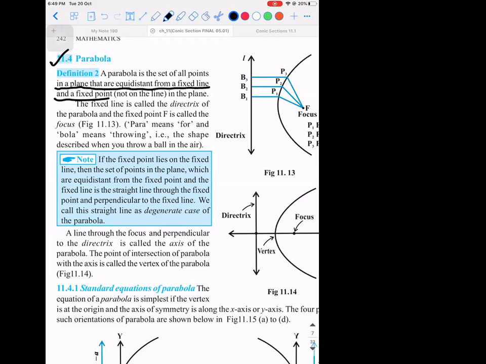Okay. So this fixed line is what is called as directrix. So there is a name of that fixed line, which is called as directrix, and the fixed point is called as the focus. And the fixed point is called as focus.